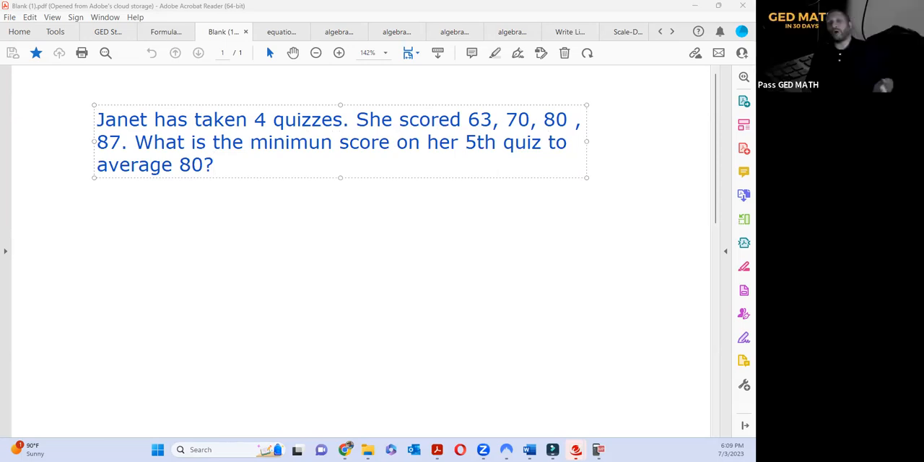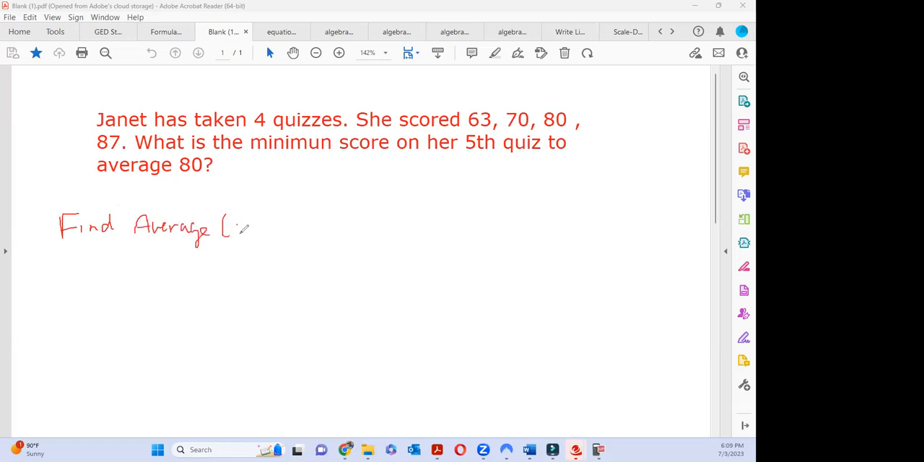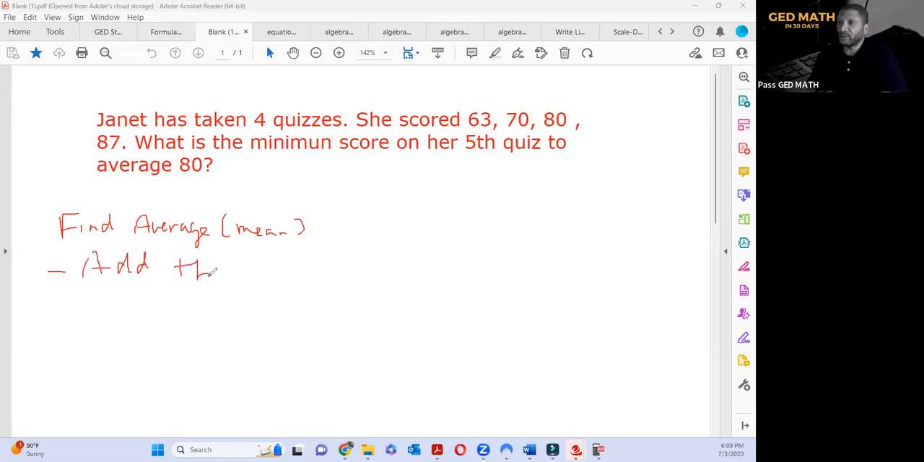Listen, this is one of the most missed questions on the GED exam, because in class, they always teach you how to do the average. You add them up, you divide by how many there are. So to find the average, or the mean, you add the values and divide, correct?